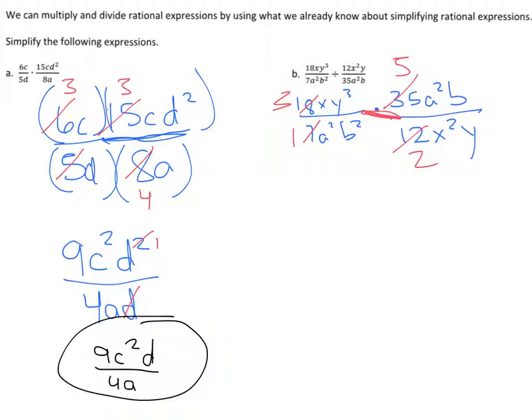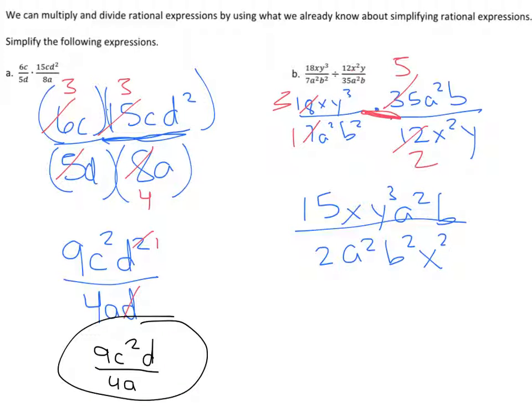And now I can rewrite what I have left. So I have 5 times 3 on the top, which is going to give me 15. I have an x, a y cubed, an a squared, and a b. On the bottom, I have a 2, an a squared, a b squared, a x squared, and a y.